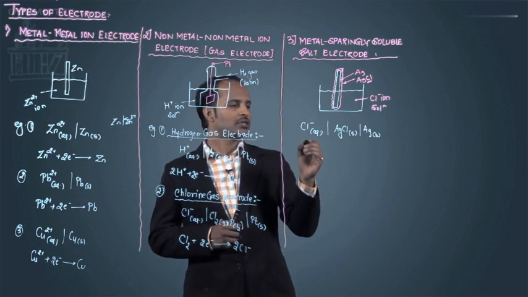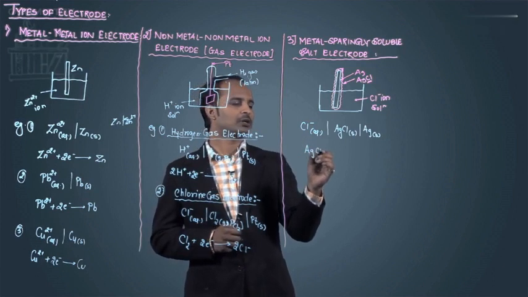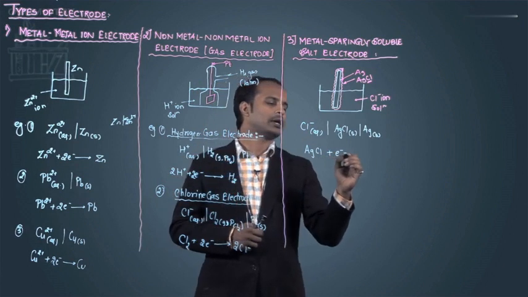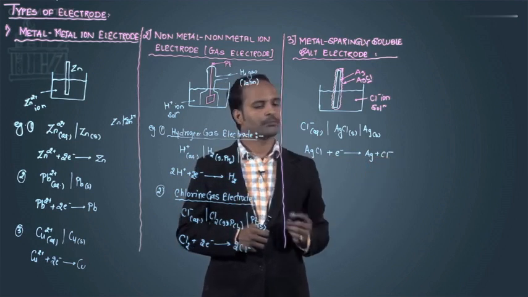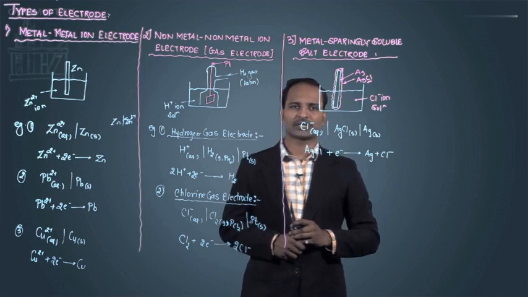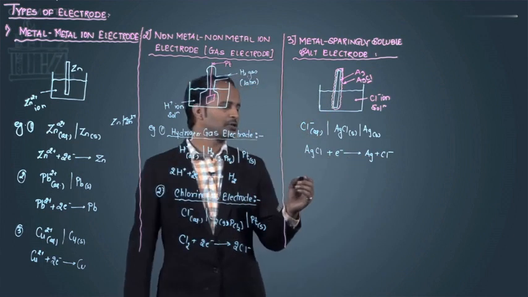Now the reaction, as I said, takes place between AgCl and Cl minus. So AgCl will gain an electron and produce Ag plus Cl minus. So this is the reaction, that is AgCl plus electron gives Ag plus Cl minus. So this is the first example for the metal sparingly soluble salt electrode.